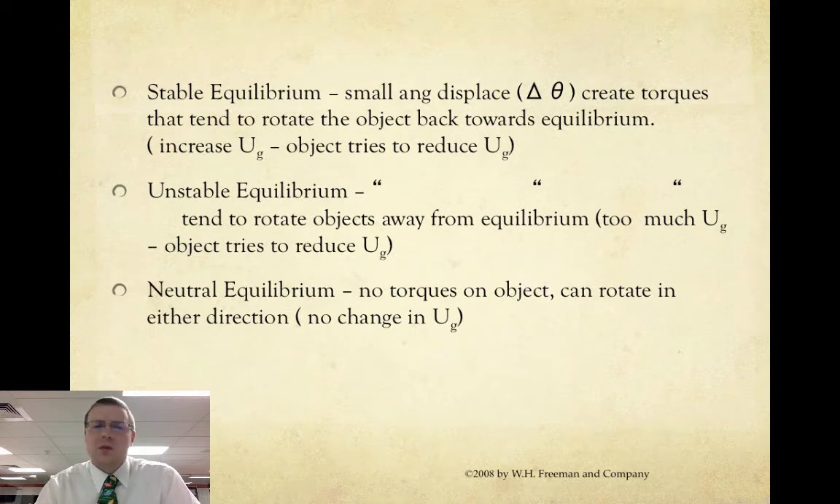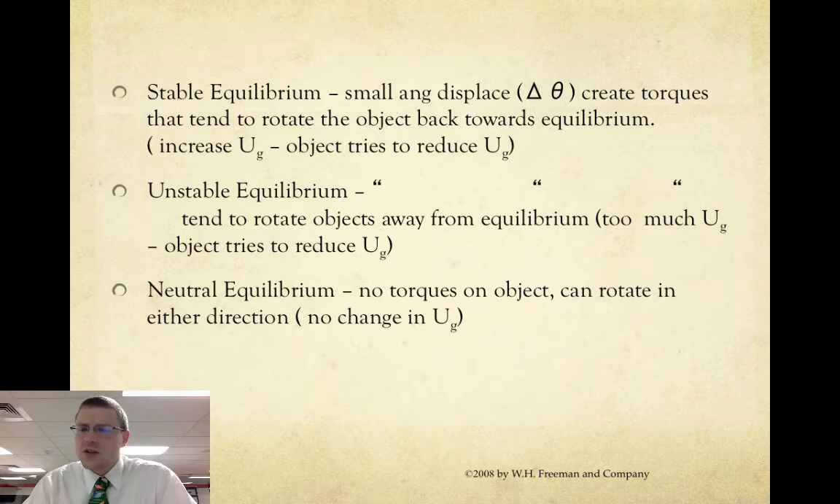So that's why we talked about the marbles rolling in a bowl being stable equilibrium. If it's unstable equilibrium, the object will tend to rotate away from the high potential energy it has to a lower potential energy. So again, the cone inverted, the center of gravity is very high, so it has more potential energy than it wants, and it's going to try and rotate and torque itself down to a lower state. And the neutral equilibrium is like moving something on a table. In a neutral equilibrium, no torques are on the object, and it can rotate in either direction, so there's no change in the gravitational energy. So those are the three you want to focus on.